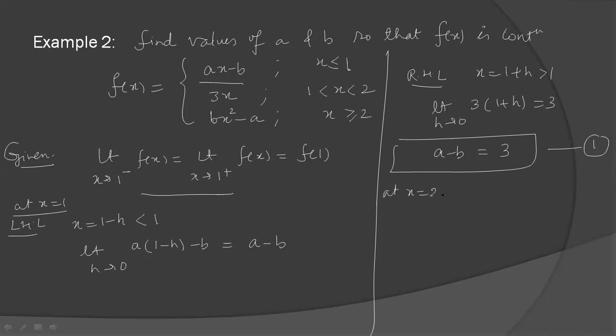Now you have to check at x equal to 2. It is also given continuous at 2. So the left hand limit will be, the right hand limit will be equal to the value of the function at 2.